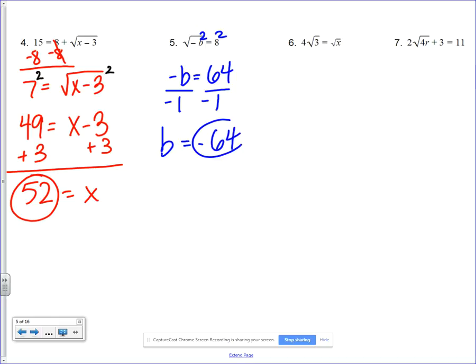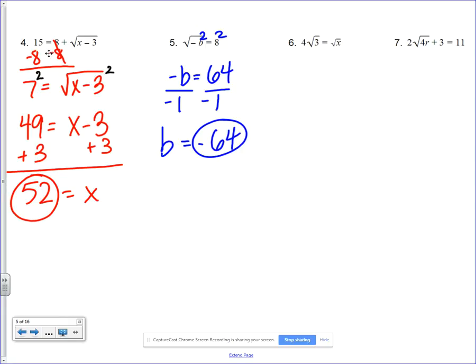Now let's check this one because this one looks a little funny, right? Okay. If I put a -64 in there, basically that'll be a negative 64, right? Which is positive 64. What's the square root of 64? Bingo. Okay.